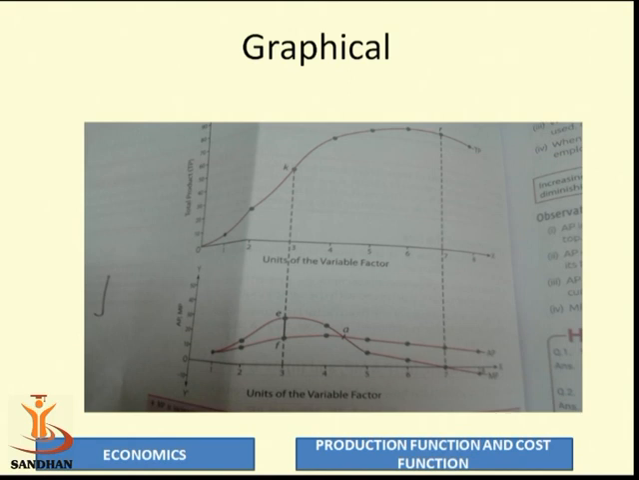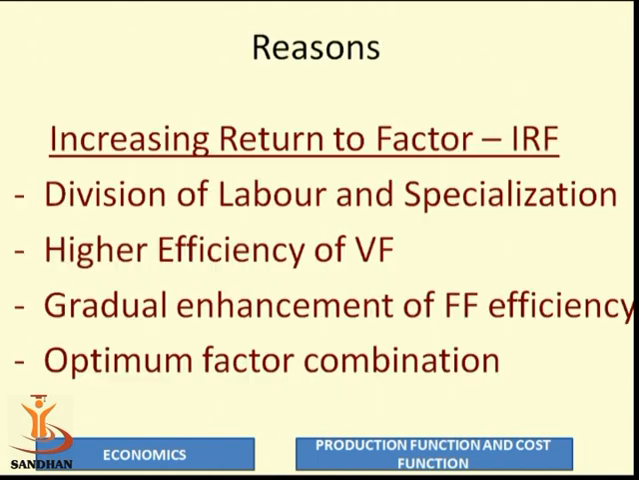So the first dotted line shows the end of the first stage, which is the law of increasing return to factor. Then comes the law of diminishing return to factor. Diminishing does not mean the output falls. The output increases, but at a decreasing rate. Finally, the total output starts falling. You can see the marginal product, the third curve, moving into negative. That means the marginal product finally moves into negative.